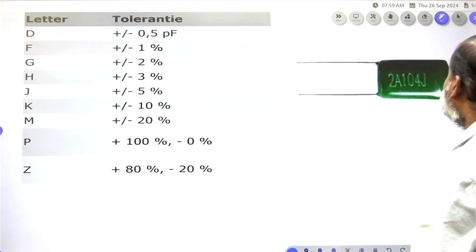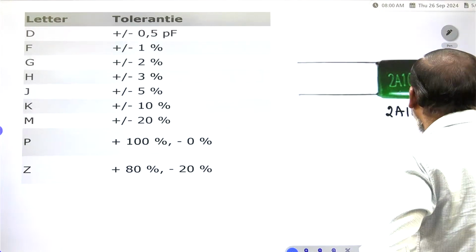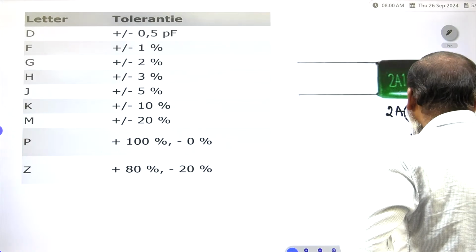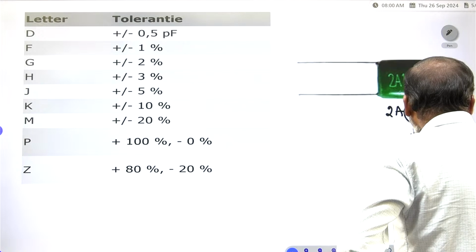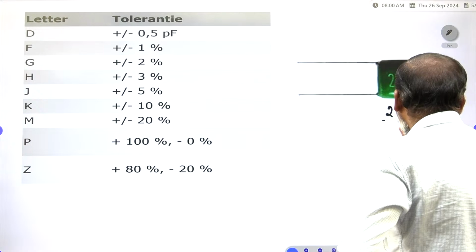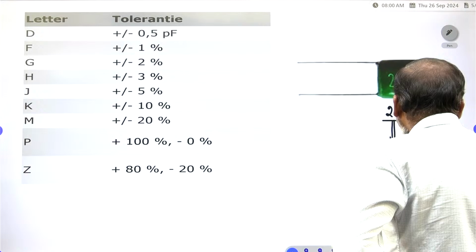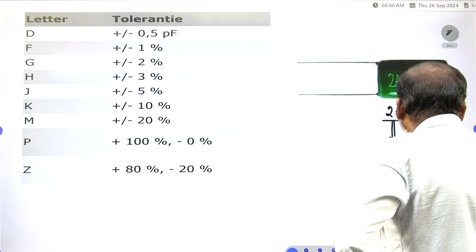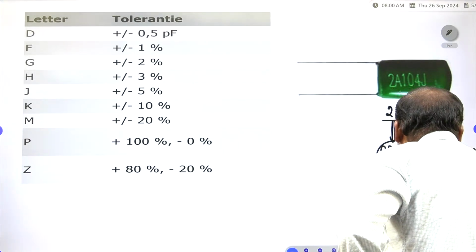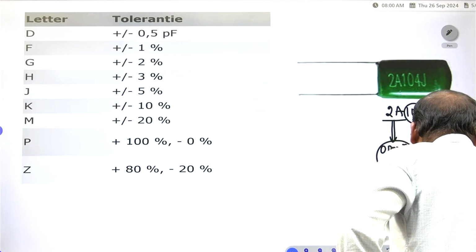Now we will see the tolerance. I already told you in 2A104J, 104 belongs to the capacitance C of the capacitor. J is the tolerance, correct? 2A is the operating voltage of that capacitor, the maximum voltage. What is the operating voltage? What is the maximum voltage of that capacitor?